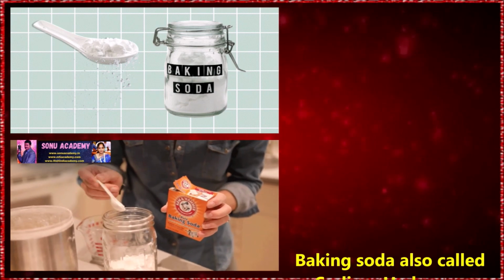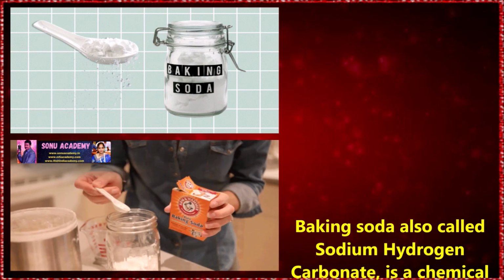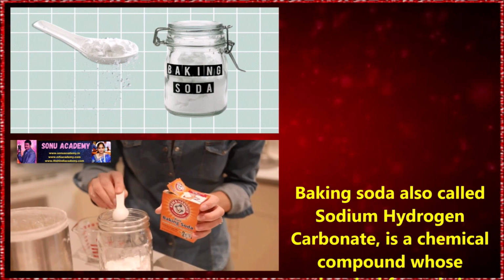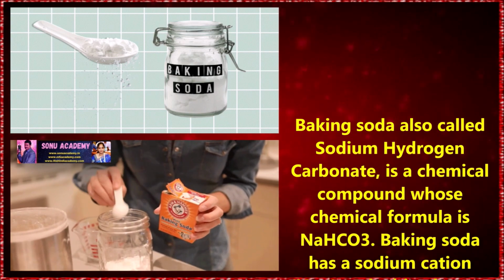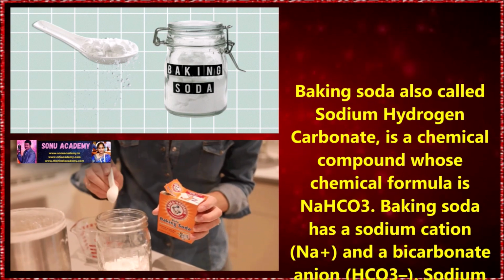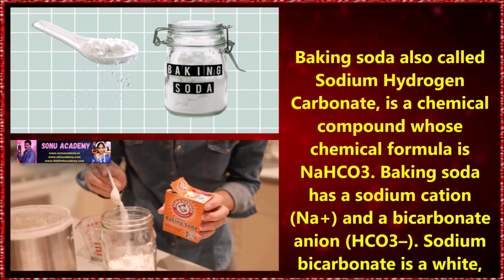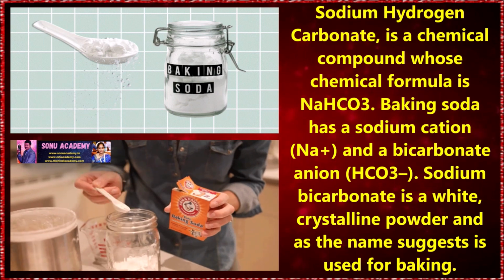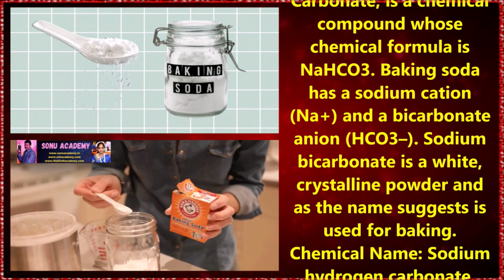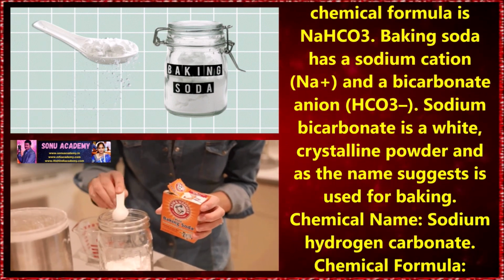Children, let us discuss baking soda. Baking soda is also called sodium hydrogen carbonate. It is a chemical compound whose chemical formula is NaHCO3. Baking soda has a sodium ion Na+ and a bicarbonate anion HCO3-. Sodium bicarbonate is a white crystalline powder and, as the name suggests, is used for baking.